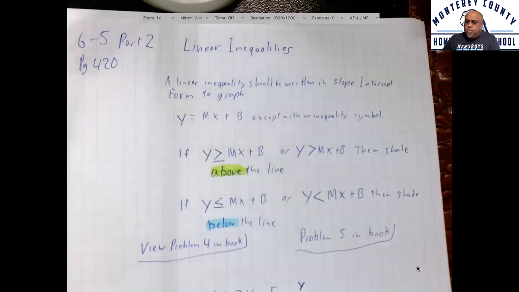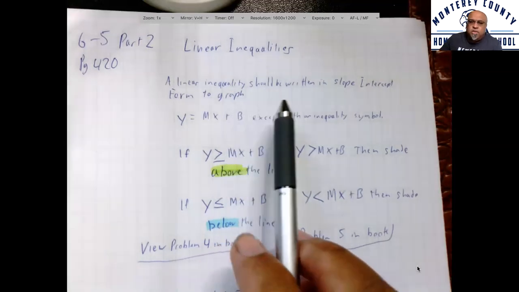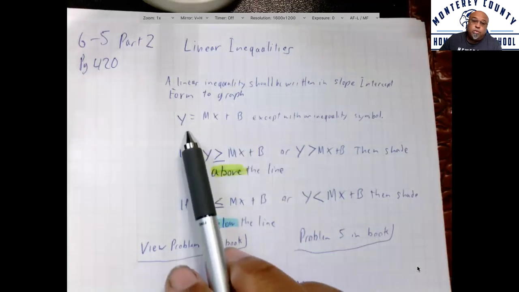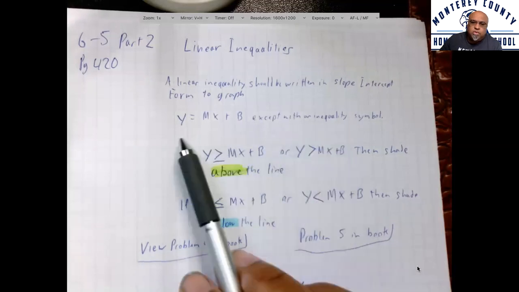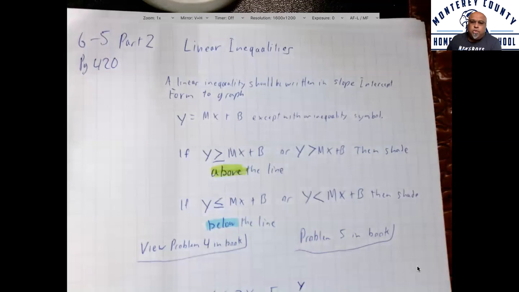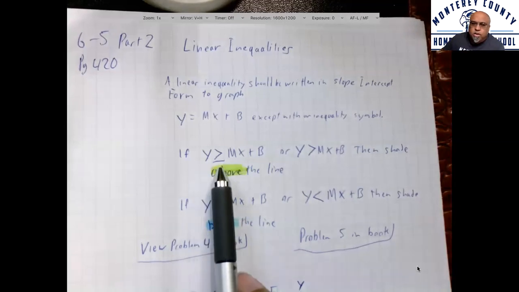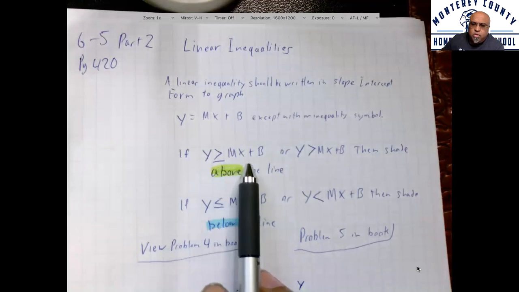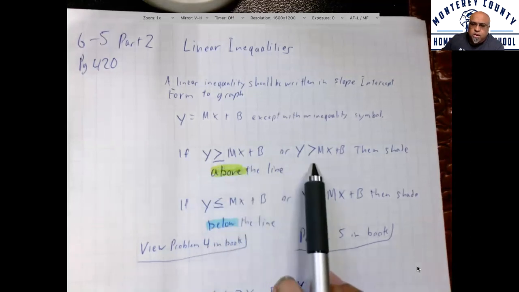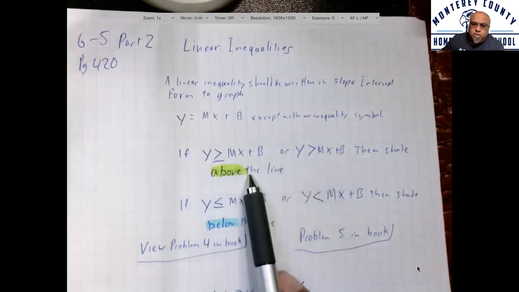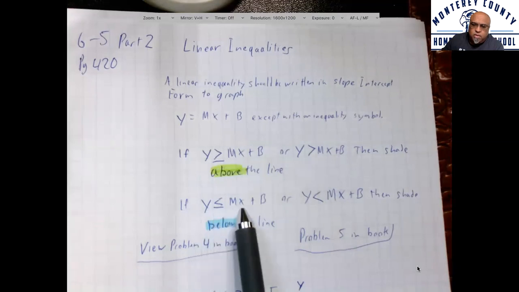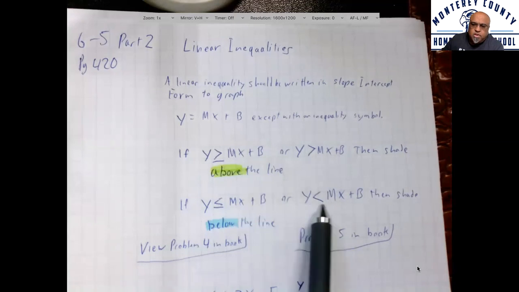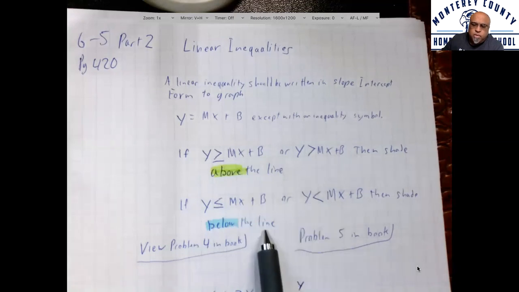First I want to say this. Your linear inequality should be written in slope-intercept form, which, as you remember, is y equals mx plus b, except with an inequality symbol instead of an equal sign. So here's the shortcut. If y is greater than or equal to mx plus b, or if y is greater than mx plus b, then shade above the line. If y is less than or equal to mx plus b, or less than mx plus b, then shade below the line. So it's actually just as simple as that.